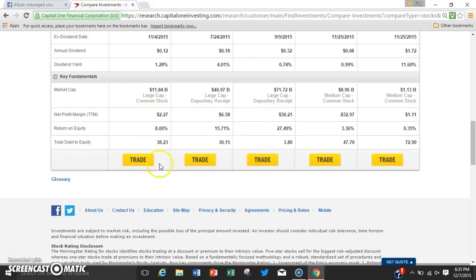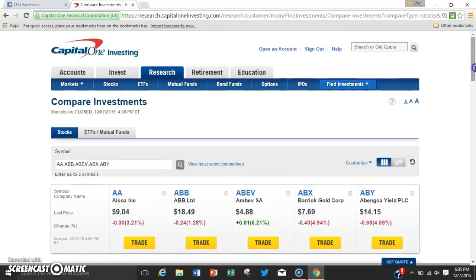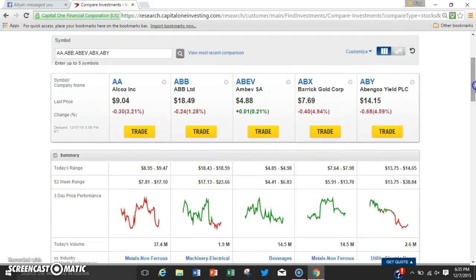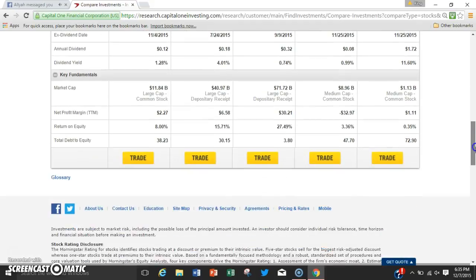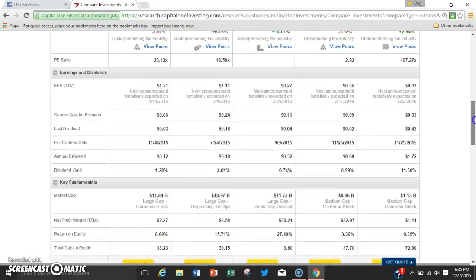But this is just a quick overview. There's a lot more things you could look at doing an investment screener and comparing them to each other. I'll be making more videos here and there.